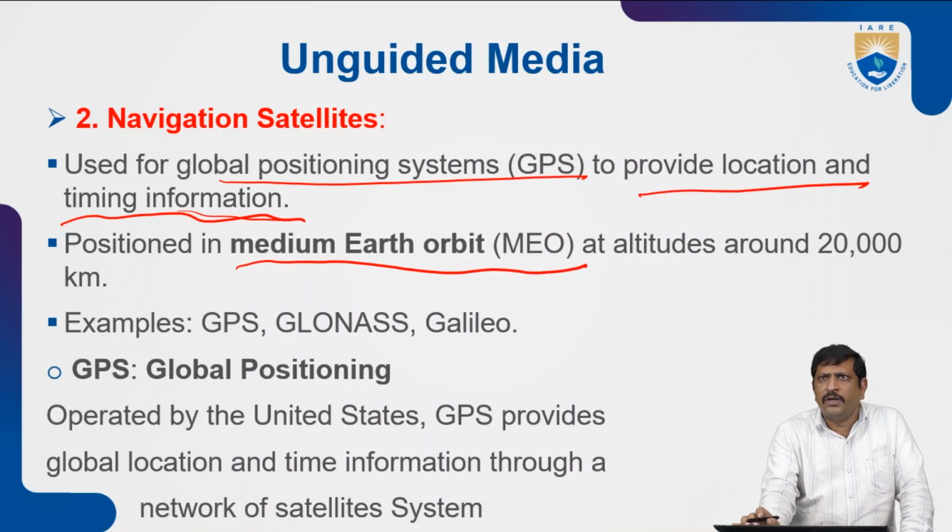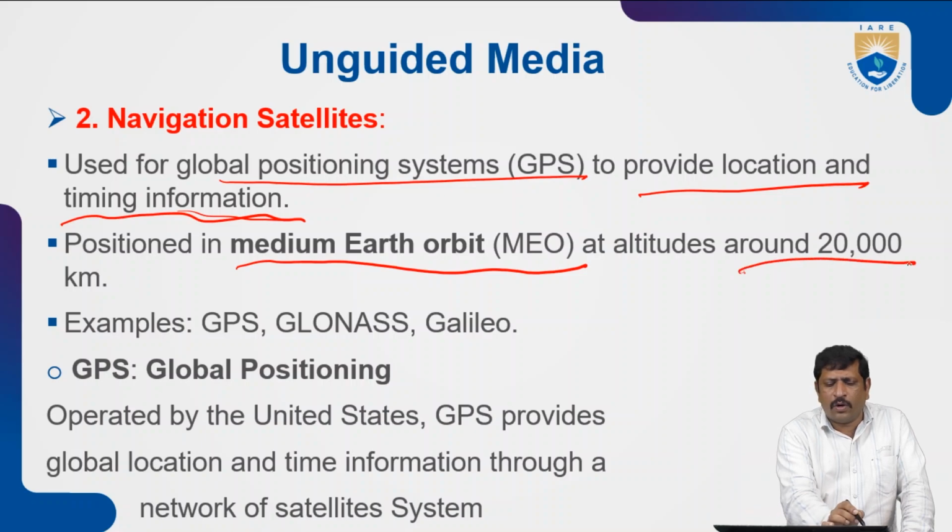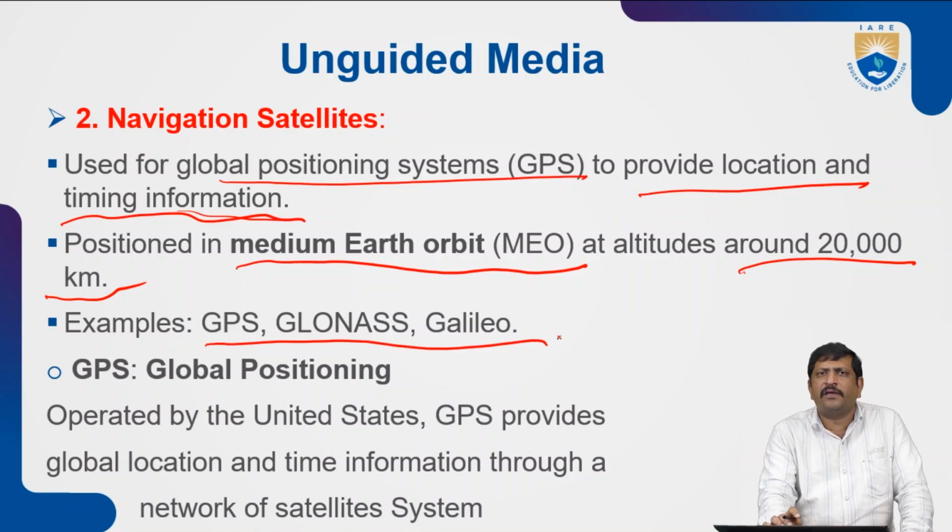altitude of around 20,000 kilometers. Examples are the GPS system, GLONASS, or Galileo. So these are all examples of navigation satellites.